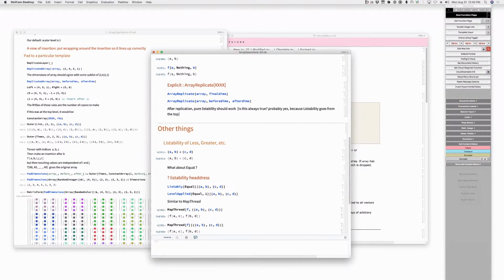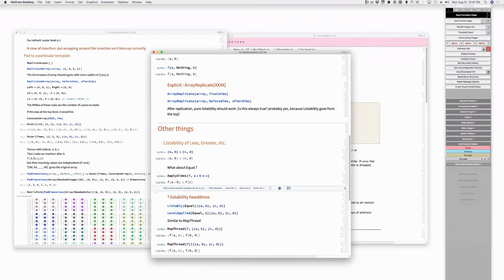In relation to equations, we designed apply sides and things like that. So that was our way to avoid automatic threadability in equations. Yeah, you're saying something like apply sides F of A plus B equals C, is that right?